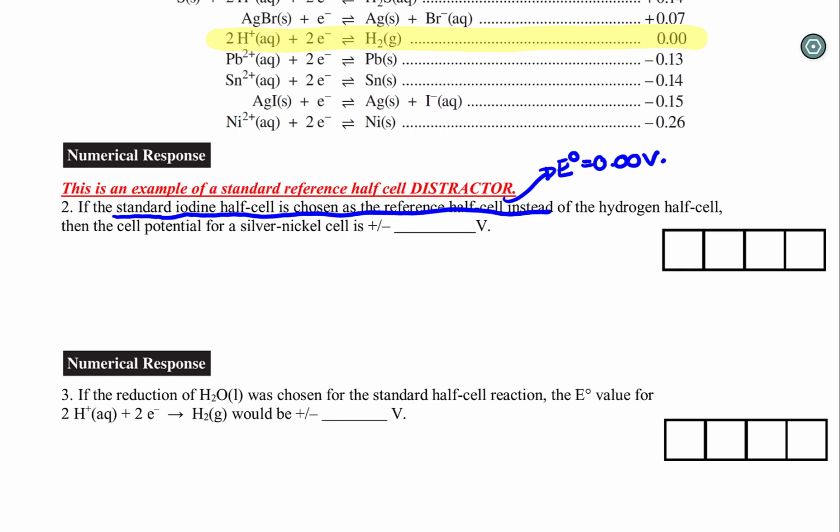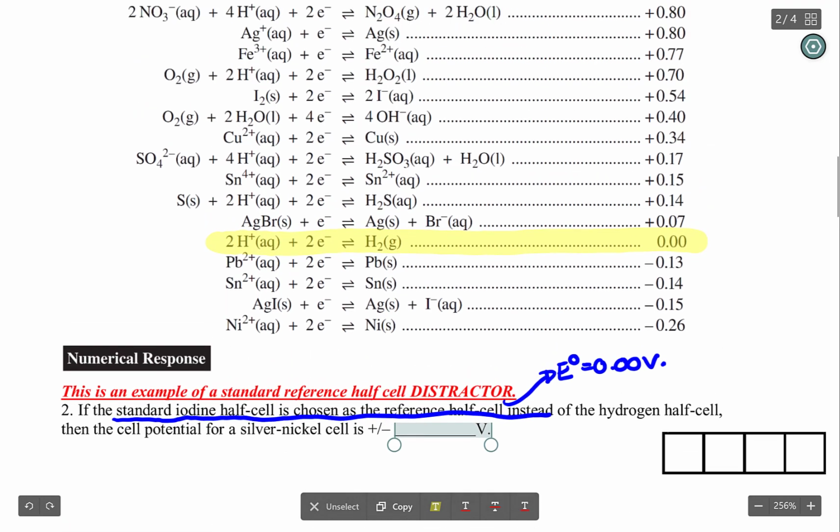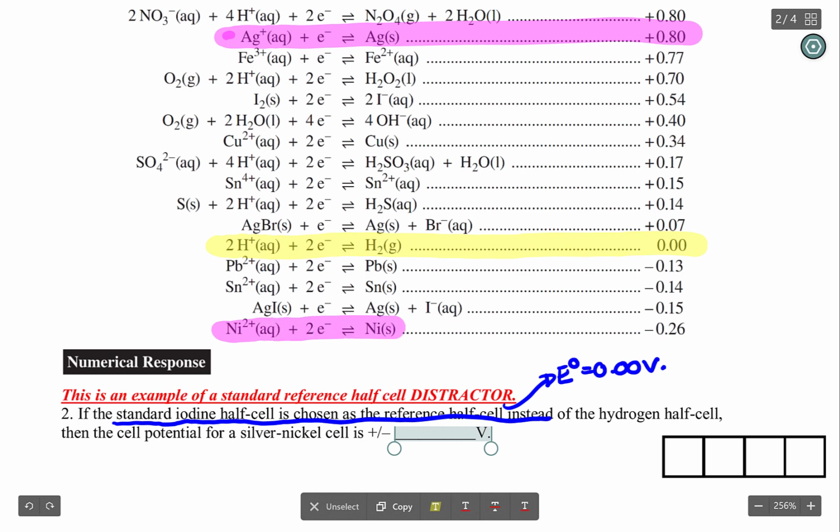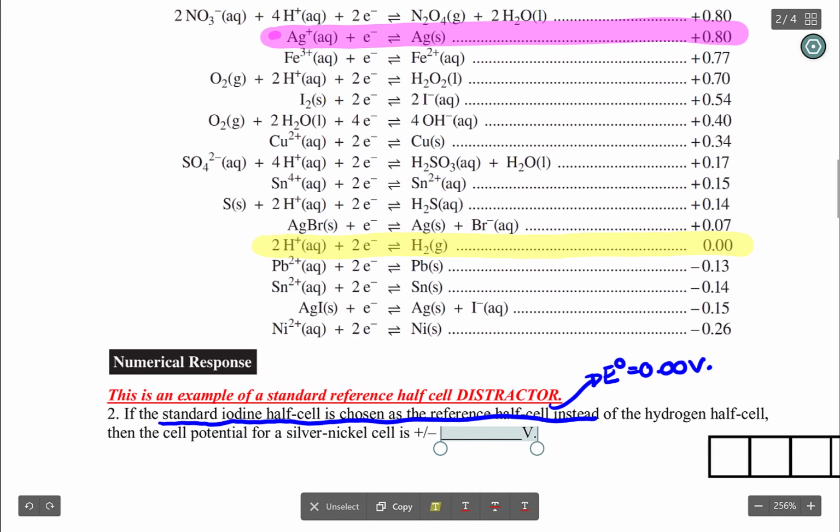All right, the first thing I'm going to do is I'm going to go find silver and nickel up on the chart here, and I'm going to highlight them. So here's silver at 0.8, and here's nickel down at negative 0.26.